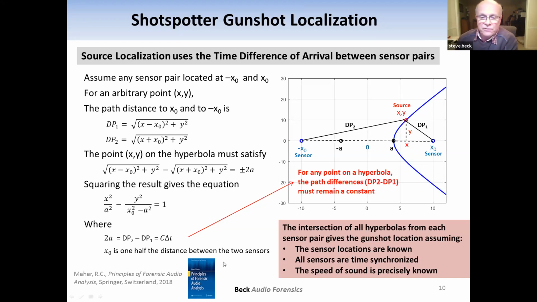And I'm not going to go through all the math and all the equations, but I do want to point out that Professor Rob Mayer has a very nice description of all of this in his book, Principles of Forensic Audio Analysis. And unfortunately, Rob couldn't be here. However, he told me he will listen to the recording. But if you are really interested, please check out his book, or you can write me and I do have more information on this.